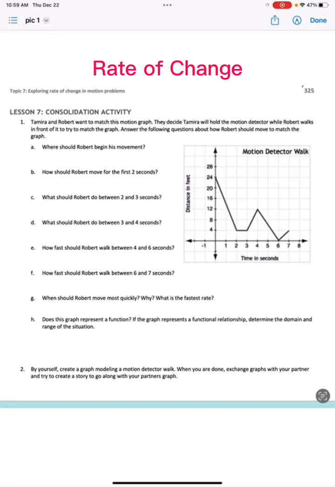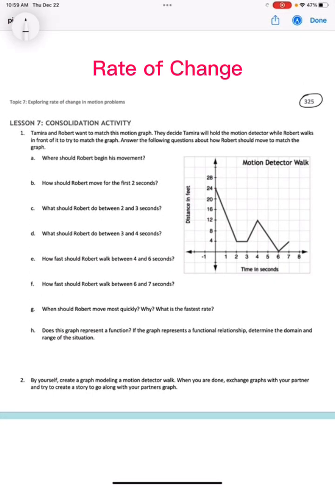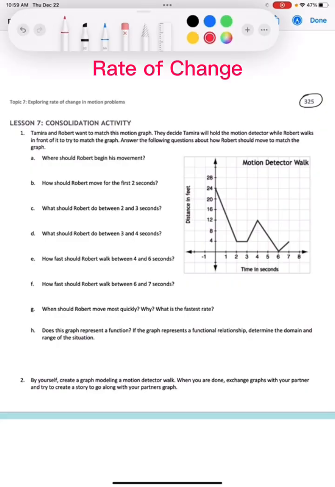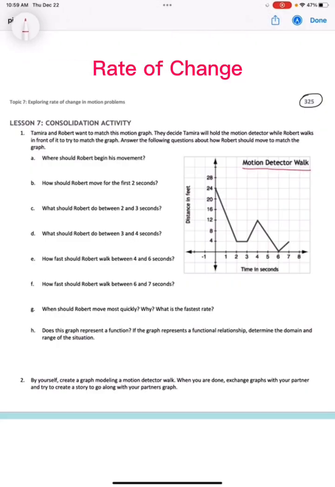We're going to do this assignment here, page 325. Tamira and Robert want to watch this motion graph. That's the motion detector. They decided Tamira will hold the motion detector while Robert walks in front. Let's go ahead and go over the answers.